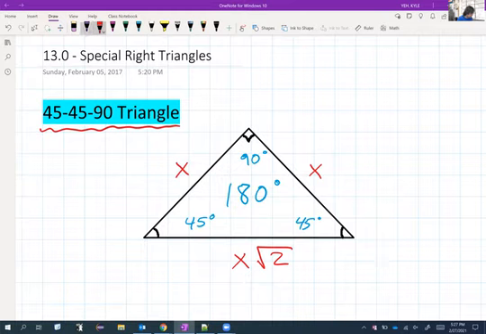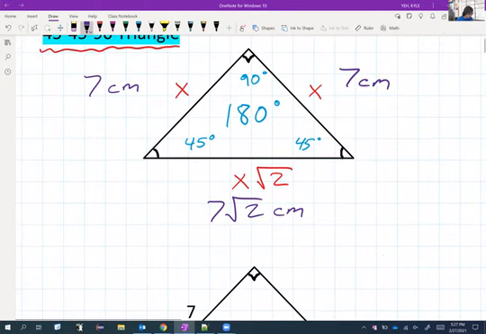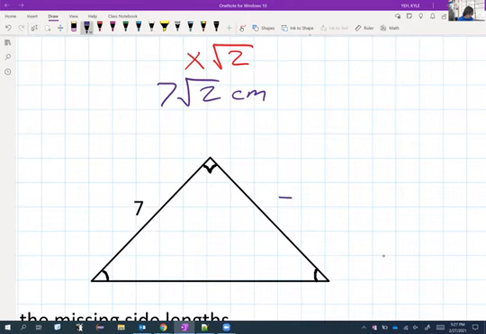So for example, I'm going to change colors. If I say that this side length is 7 centimeters, then the other leg of this right triangle has to be 7 centimeters. And we would just say, okay, then the hypotenuse is 7 root 2 centimeters. So if we have the leg and we're going to the hypotenuse, we just have to multiply by root 2. Now, I wanted to show you on this triangle, I already have the 7 there. I'll add the 7 here.